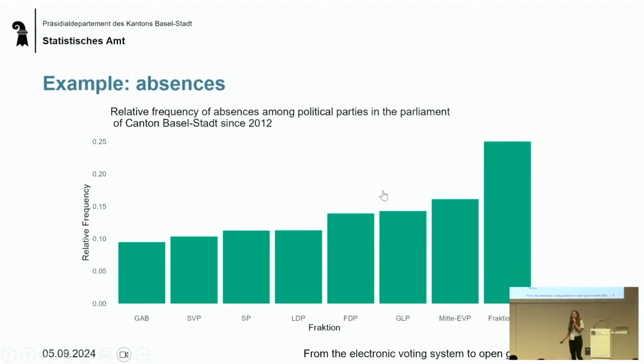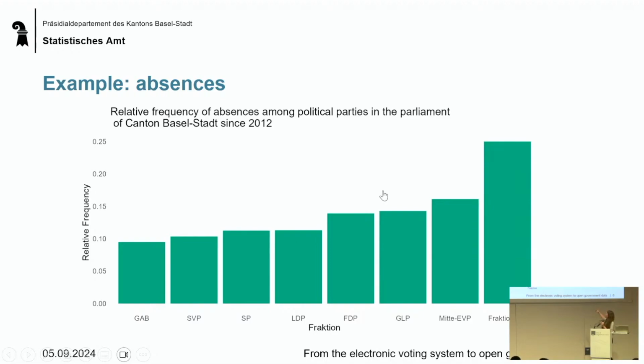We also had some fun with these data sets. We had a lot of ideas, and we decided to also look at the absences. So we wanted to know, are they really actually showing up? Are they doing their job or not? As you can see here, we can see the different political parties and the relative frequency. We can see here, this is the Green Alternative Party, was the least absent since 2012. And we can see here the Fractionless Party, they were missing every fourth session. You might know a guy here who's really embarrassing to the whole canton of Basel-Stadt. This is probably mainly him, so yeah.